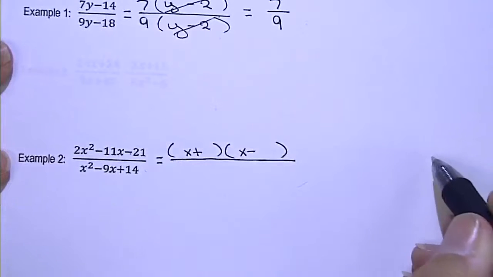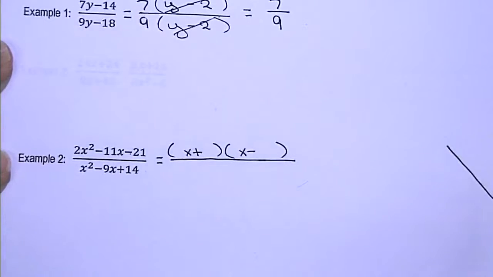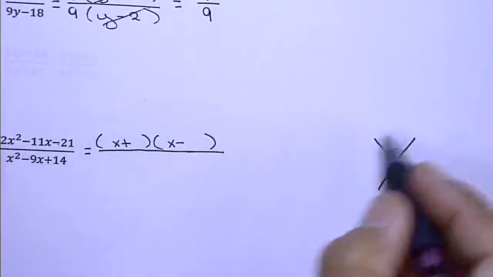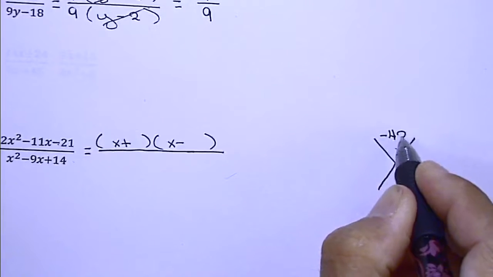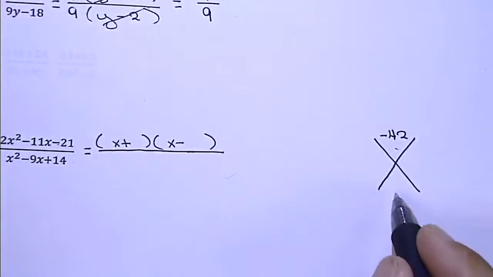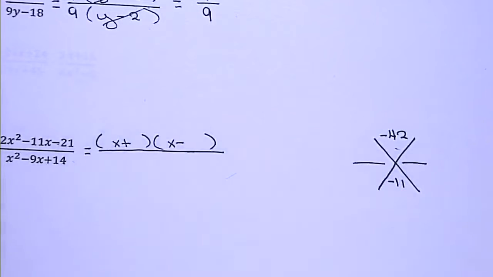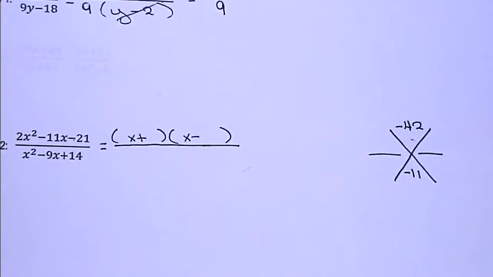Now, I'm going to come over here, and I'm going to say, okay, can you see it? I'm going to come over here, and I'm going to go, okay, this is 2 times negative 21. That's a negative 42, isn't it? And I'm coming down here to the negative 11. That's the b term.